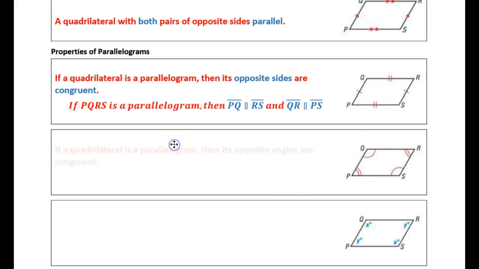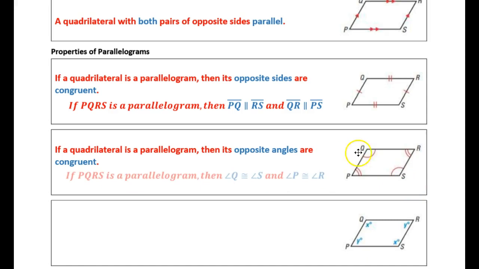Next, if a quadrilateral is a parallelogram, then opposite angles are congruent. So Q and S are across from each other, and because this is a parallelogram, Q and S must be congruent. P and R are across from each other, and because this is a parallelogram, angle P is congruent to angle R.